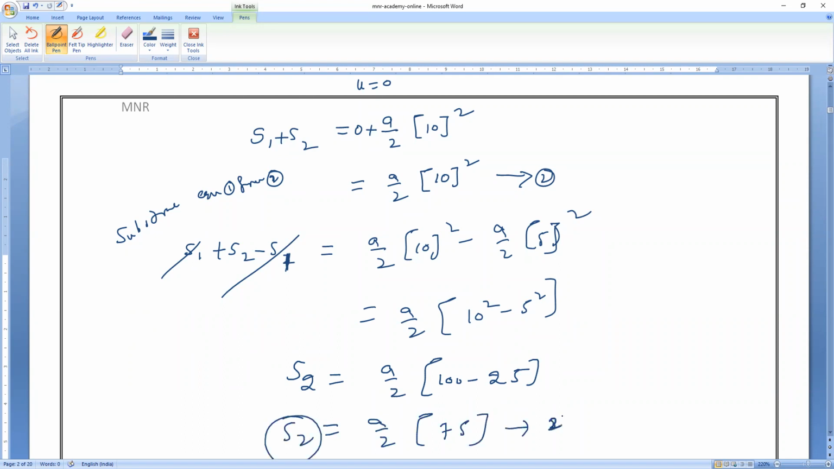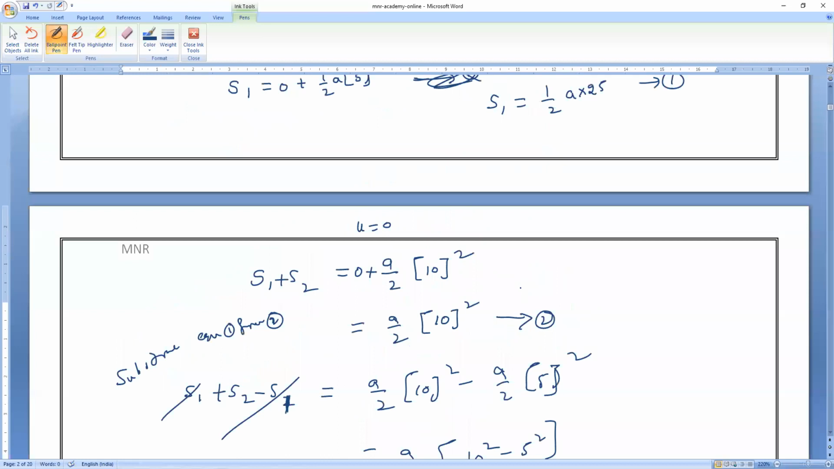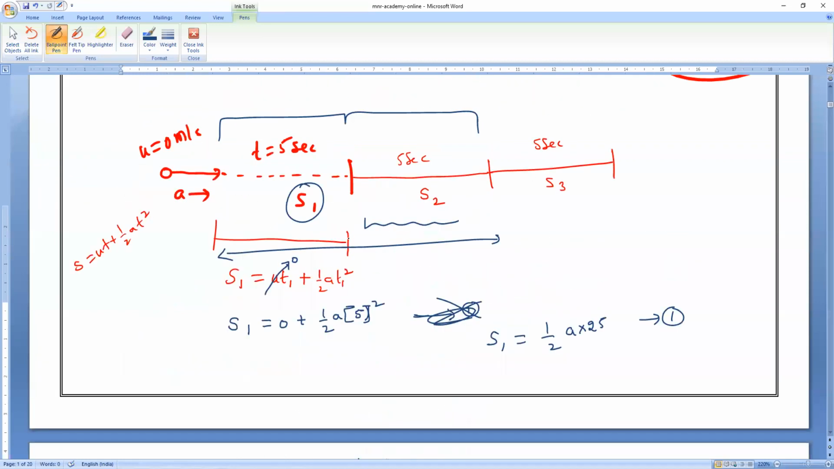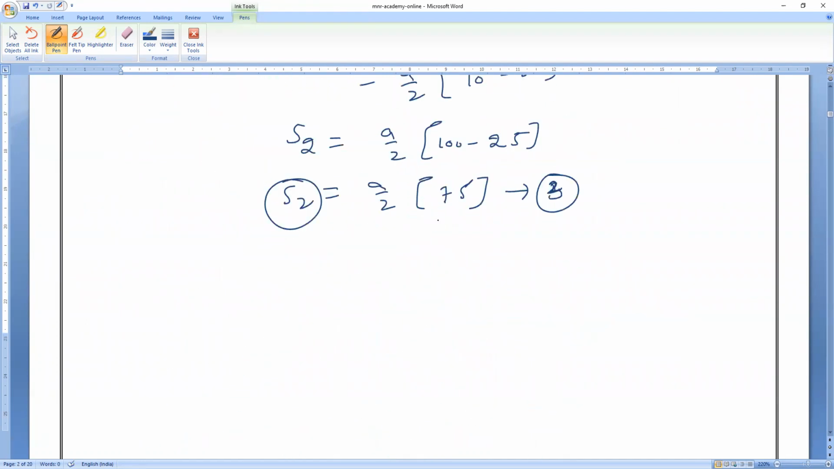Let me take this as equation number 3. That is what you have to remember. Now I want to find S3. How do we find S3? I will calculate the total distance minus S1 and S2. That's all it is.